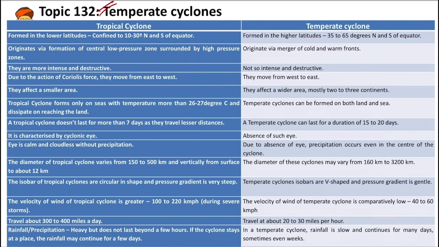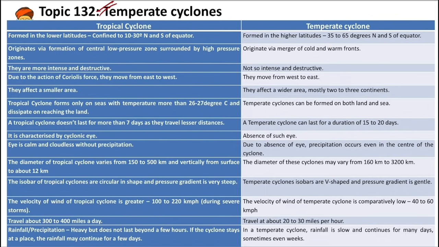The major difference is how they originate. Temperate cyclones usually originate because of the movement of air masses and Coriolis force, that is frontogenesis. Whereas tropical cyclones usually originate because of thermal origin, that is the formation of a central low pressure zone, which is surrounded by high pressure zones. We'll try to know the difference between tropical cyclones and temperate cyclones. From this we can define what a temperate cyclone is.